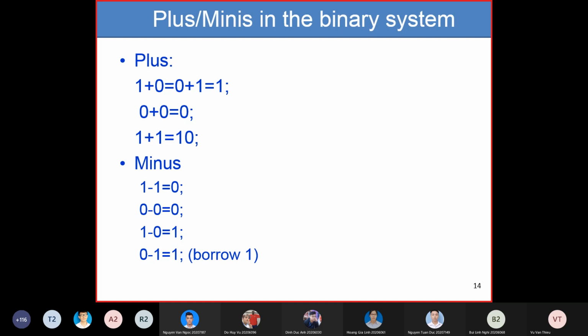Something different: 1 plus 0 equals 0 plus 1 equals 1. 0 plus 0 equals 0, of course. And 1 plus 1 equals 1, 0. We don't say it equals 10 because in the binary system we don't have the number 10, we have only 1 and 0.